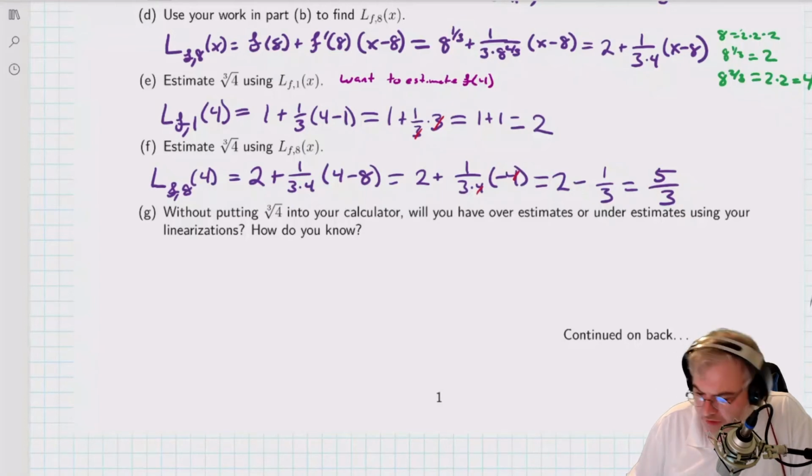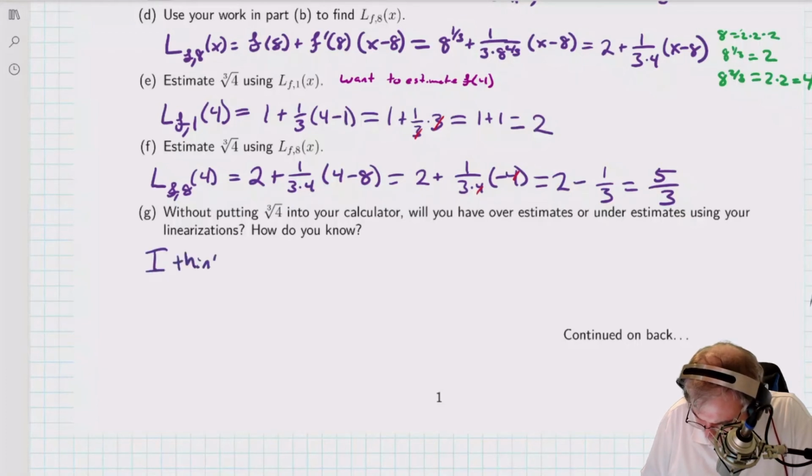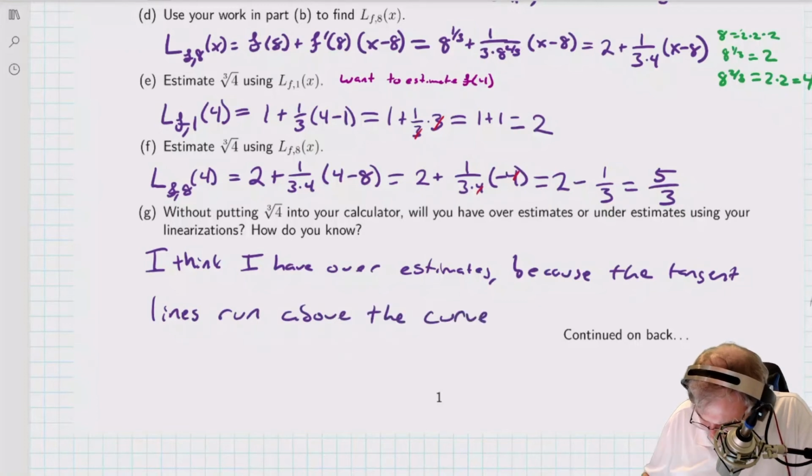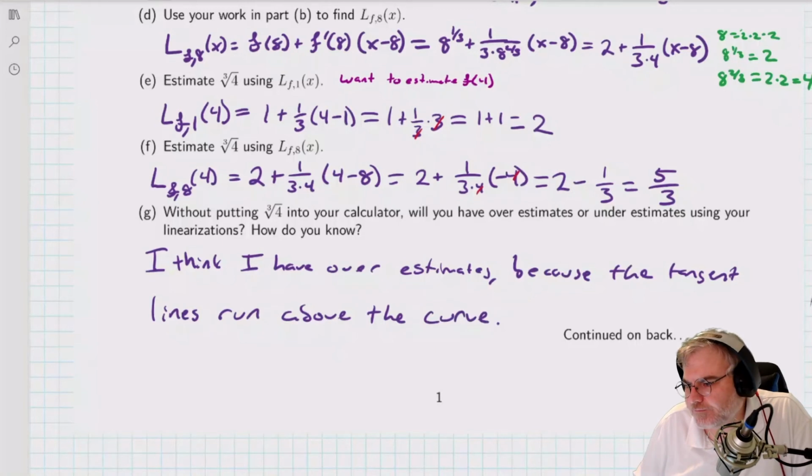All right. And the last thing would be, without putting the cube root of 4 into your calculator, I think I'll have overestimates. Because the tangent lines run above the curve. Okay. You could also say because it's concave down, that means the exact same thing.